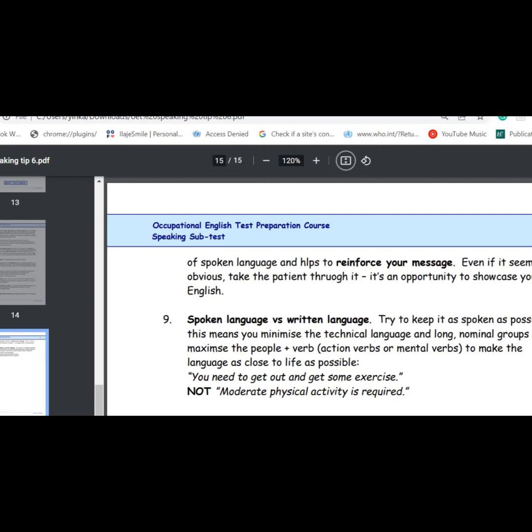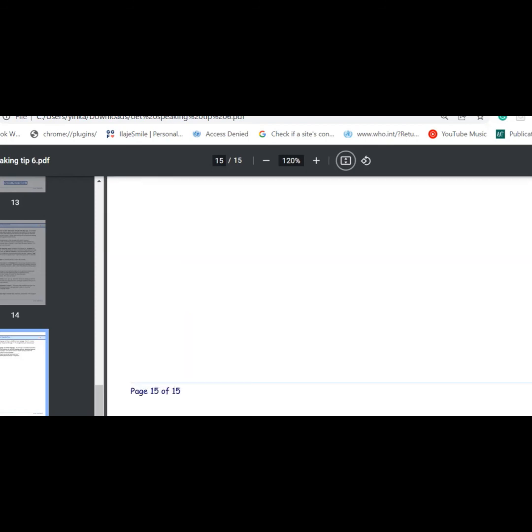An example is, you need to get out and get some exercise. That is spoken. But when you're writing, you can say moderate physical activity is required. That is, you are writing it. But when you are speaking, you need to be more actionable. So speaking comes with more action than writing. That is important for you to take note.